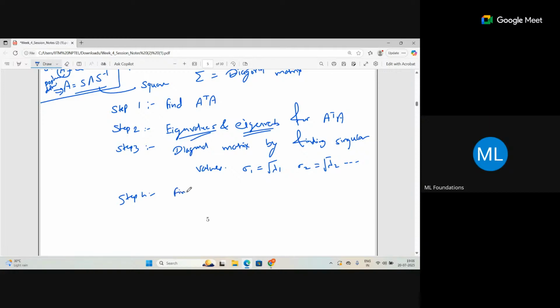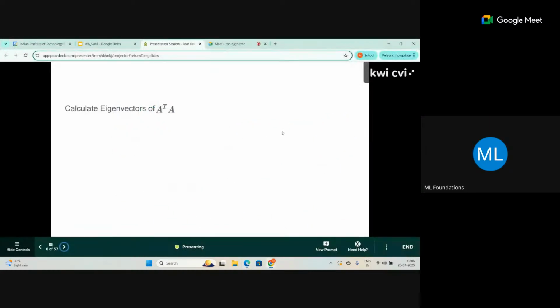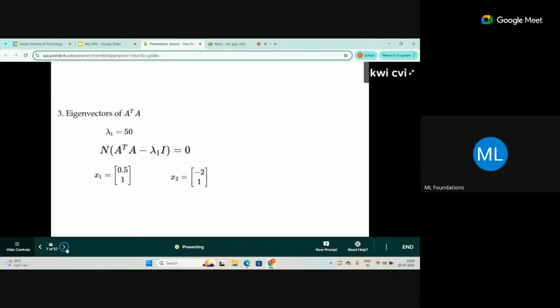Either you can find A transpose, and step 5 will be to find its eigenvalues. Oh, you don't need to find them now, right? Because the eigenvalues of A transpose and A transpose A are the same, so we already have found the eigenvalues. Just find the eigenvectors of A transpose. I hope this is clear. I think we have completed this part.